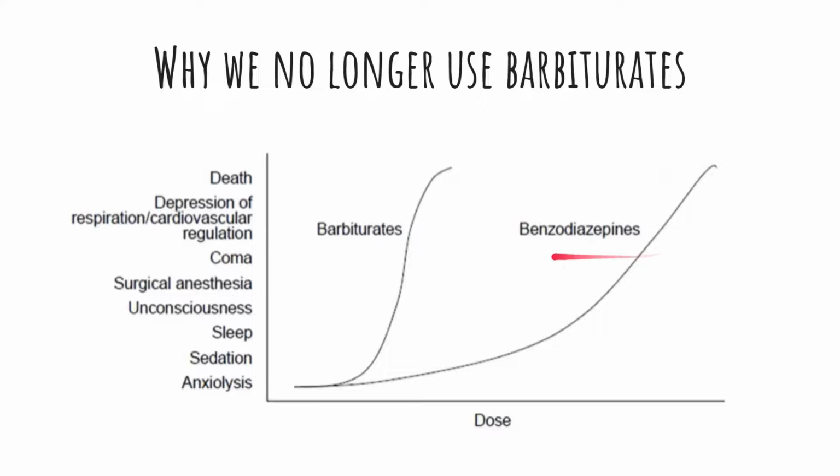Whereas benzodiazepines, on the other hand, you can see انه the dose required for sedation, for example, خلينا نحكي انه هون هي, is very, very far away from the dose required for death. يعني في كثير عندنا مسافة هون ما بين الدوس تبعت السيديشن والدوس تبعت الدث. And this means that this is a very safe drug because the chance of overdose is very low. على عكس البربيتشيريتس where the chance of overdose is very high.